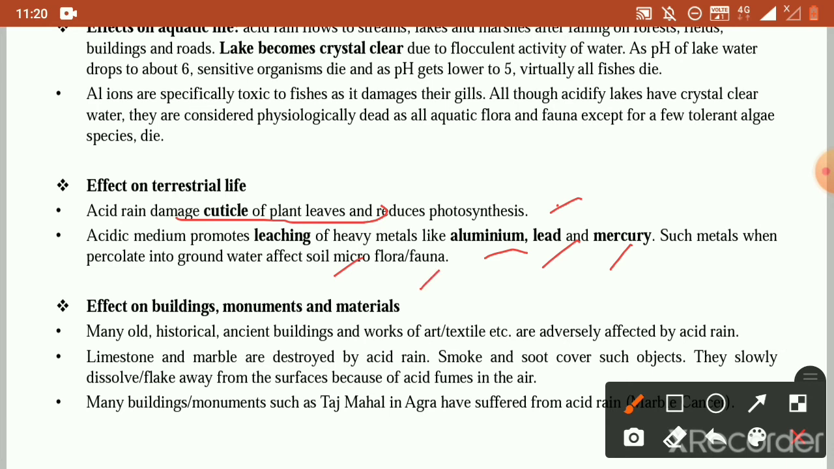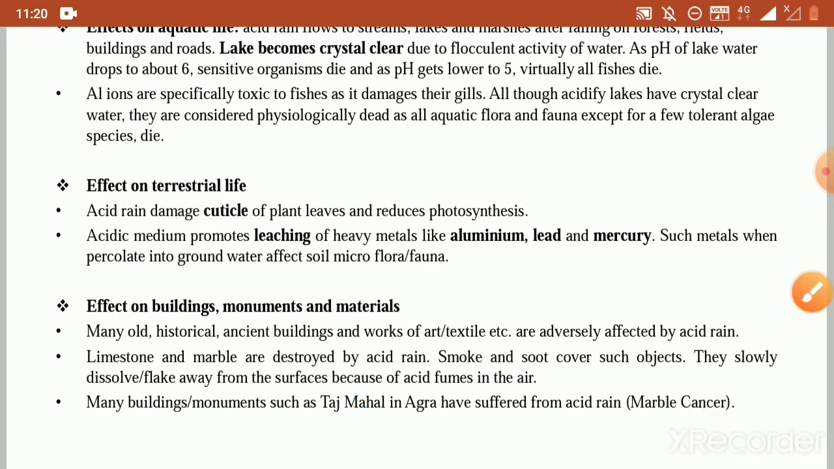Fifth is the effect on buildings, monuments, and materials. Many old historical buildings and works of art and textiles are adversely affected by acid rain. Limestone and marble are destroyed by acid rain. Many buildings, such as Taj Mahal in Agra, have suffered from the acid rain, which is known as marble cancer.